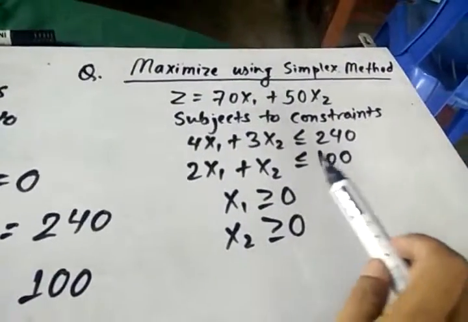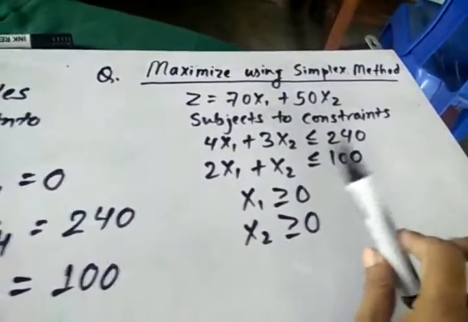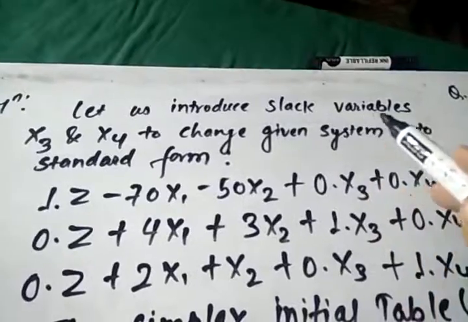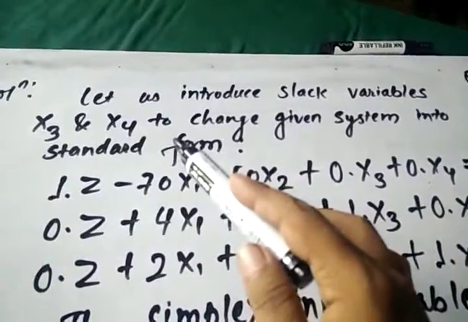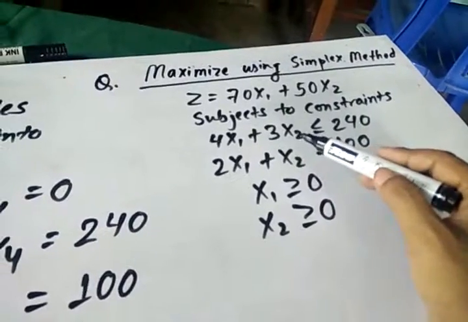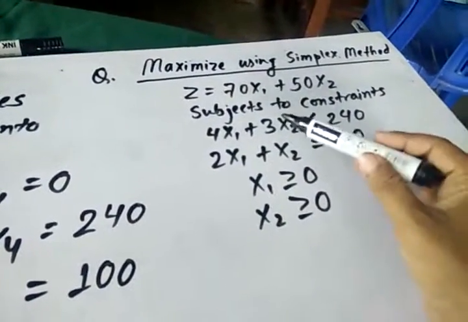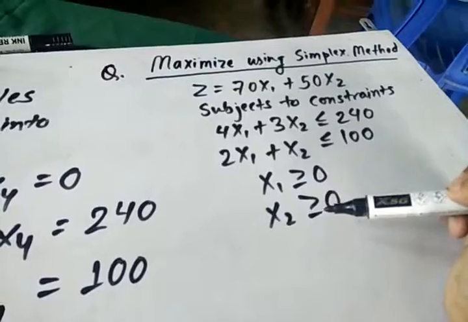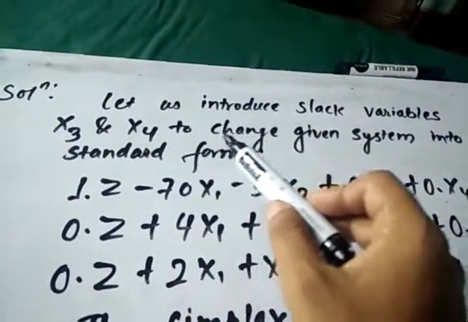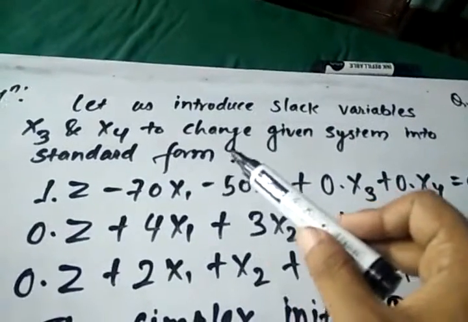Now we have our solution here. Let us introduce our slack variables x3 and x4. What we have here is only two variables, so now we will introduce two other variables, x3 and x4, to change the given system into standard form.